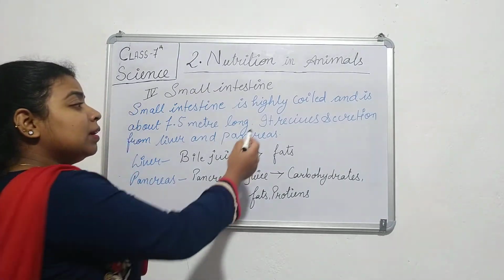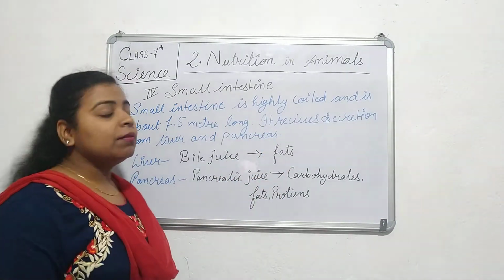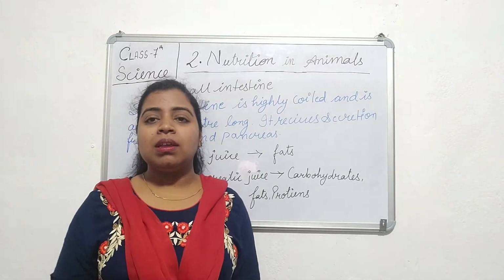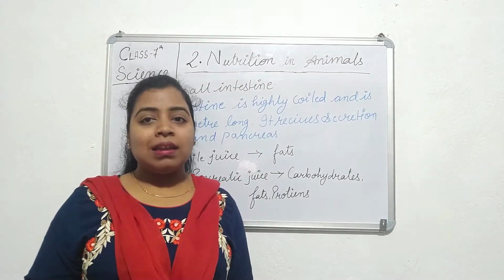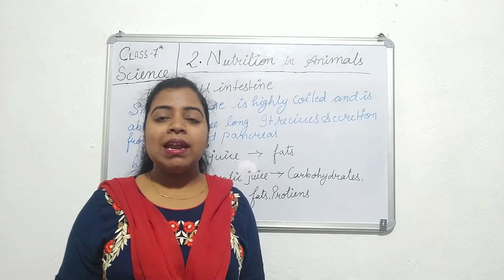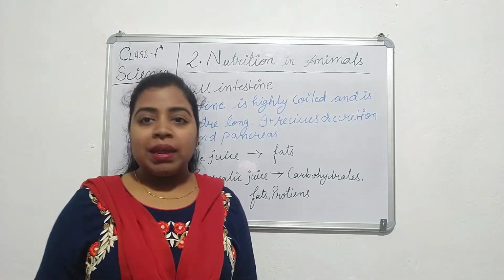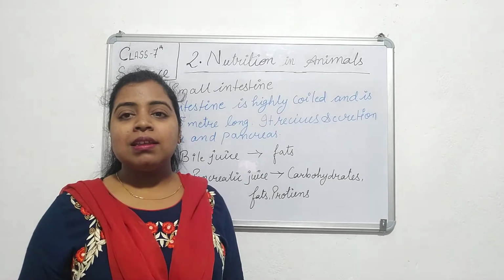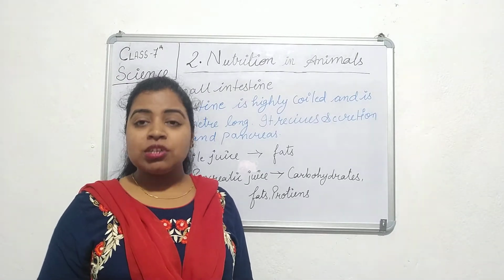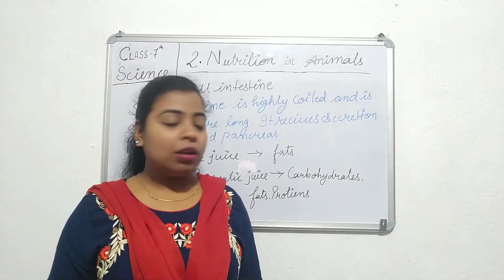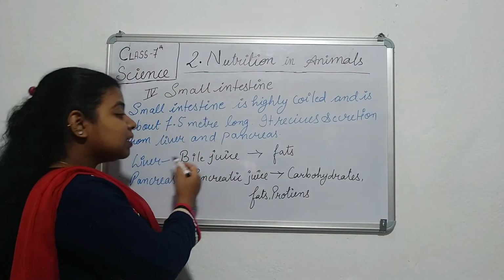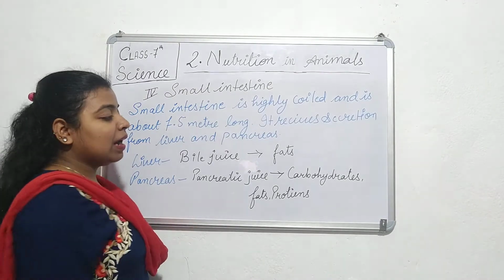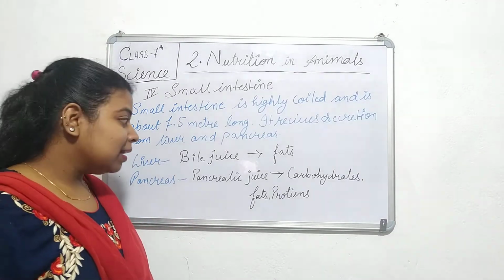It receives secretions from the liver and pancreas. As I have told you, in the human digestive system there are secretory glands. First is the salivary gland, and then the liver and pancreas. The liver and pancreas release their secretions in the small intestine. The liver secretes bile juice and the pancreas secretes pancreatic juice in the small intestine.